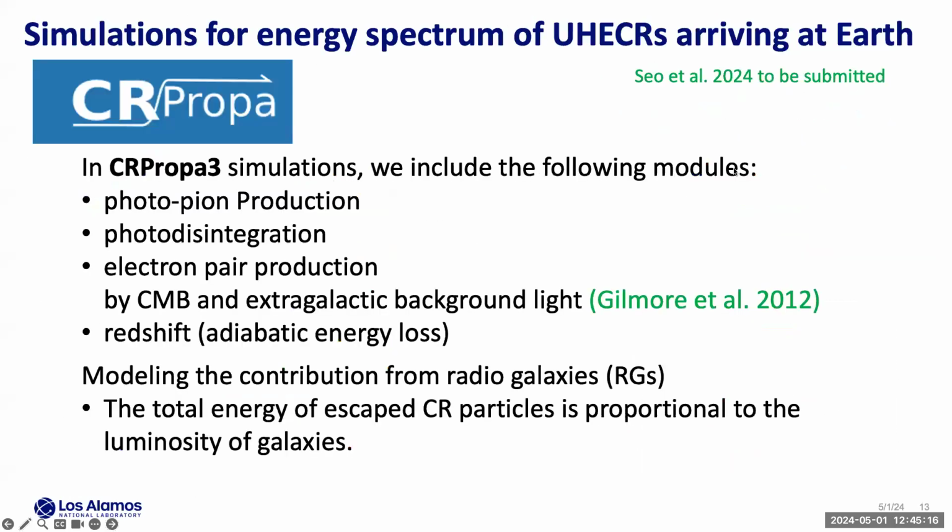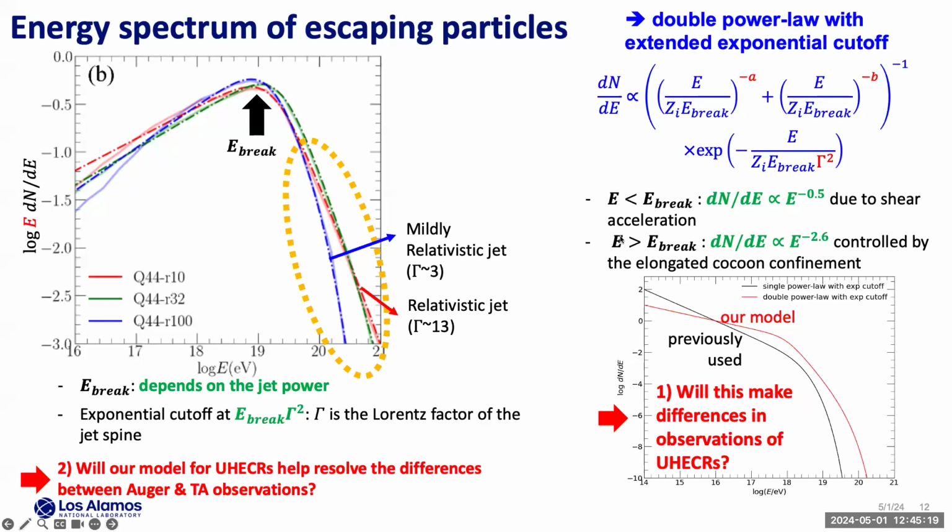And here is the most interesting part. Where is the exponential cutoff in this model? That is the interesting part. So the exponential cutoff is generated as a function of the Lorentz factor of the jet. So for instance, if the jet is mildly relativistic, then the exponential cutoff will appear at not very high energy. But if the jet has a highly relativistic speed, then this exponential cutoff is generated at very high energy.